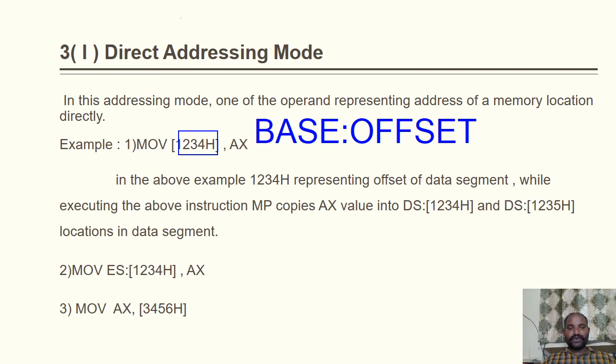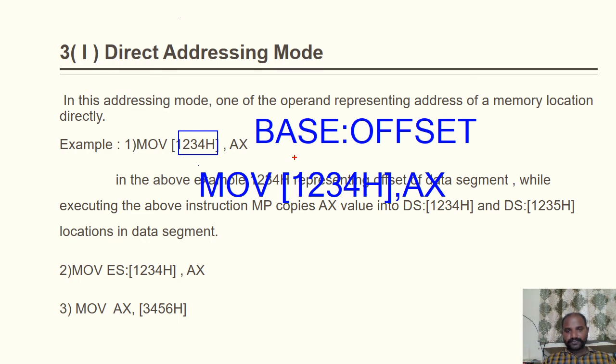If at all you are having one instruction like this, let me rewrite this instruction because it is overwritten. So if you have an instruction like this: move instruction space 1234h, any value you can take, 1234h comma a. Here the 20-bit physical address is supposed to have the base as well as the offset, but here we have only the offset. This one is representing only the offset address.